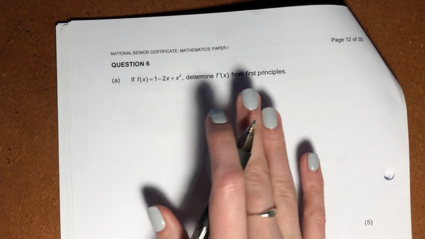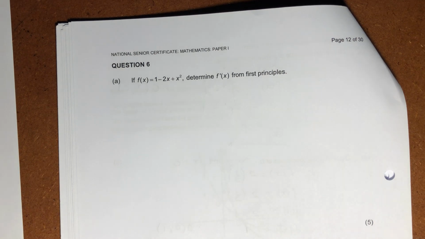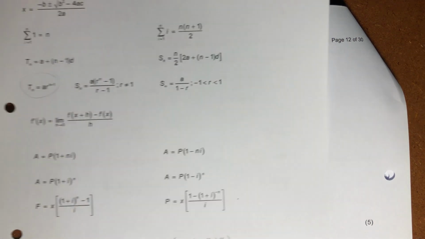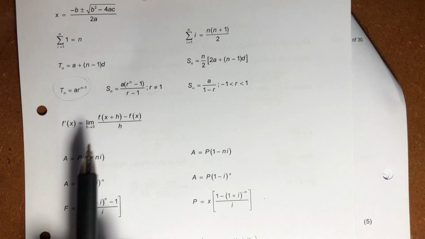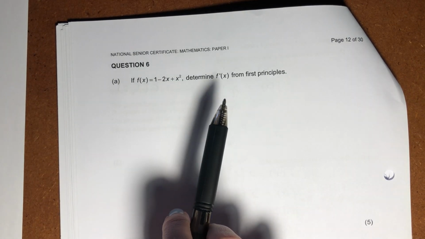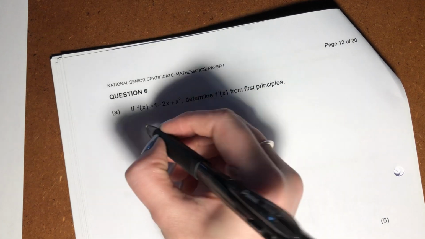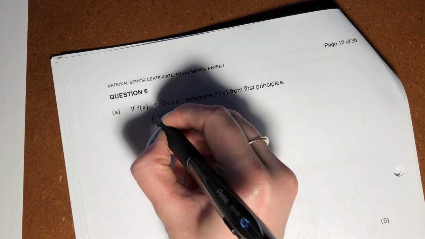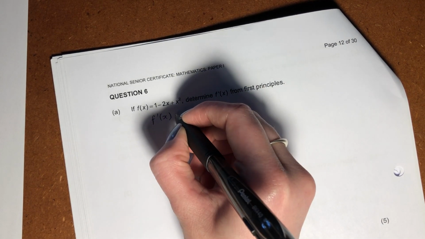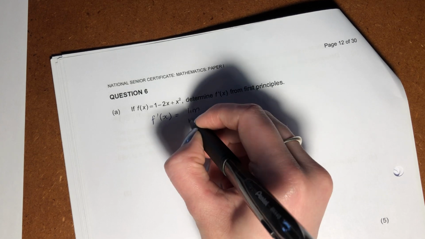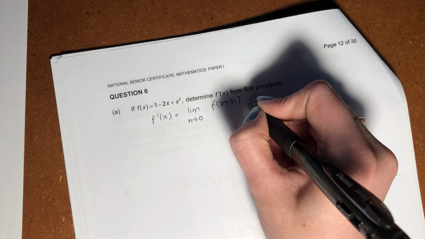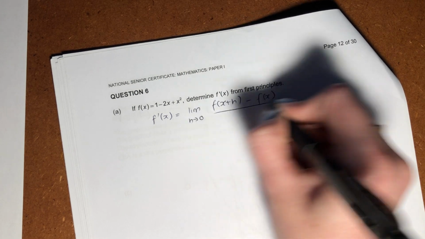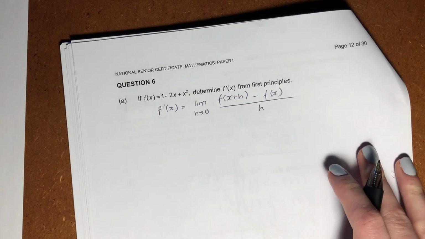First question here is a first principles question. When you see the word first principles, you should be thinking about this formula here on the formula sheet, right? Importantly, you will always be asked a question like this, right? So you need to make sure that you know how to do it. So I'm going to write out the formula from the formula sheet just so that we have it here for us, right? So it's always f of x plus h minus f of x over h, okay?